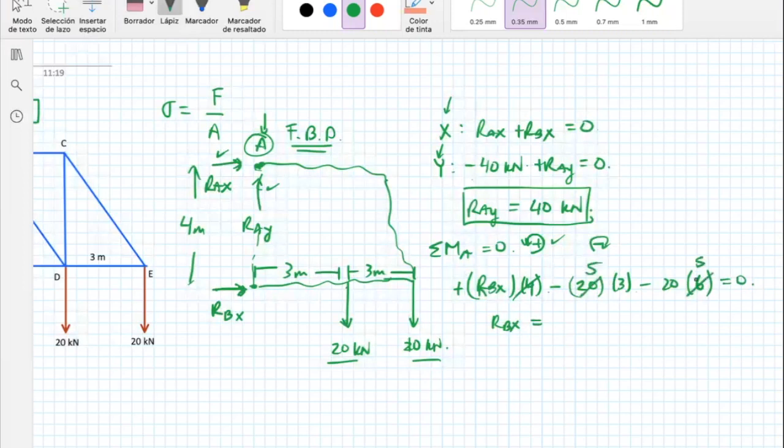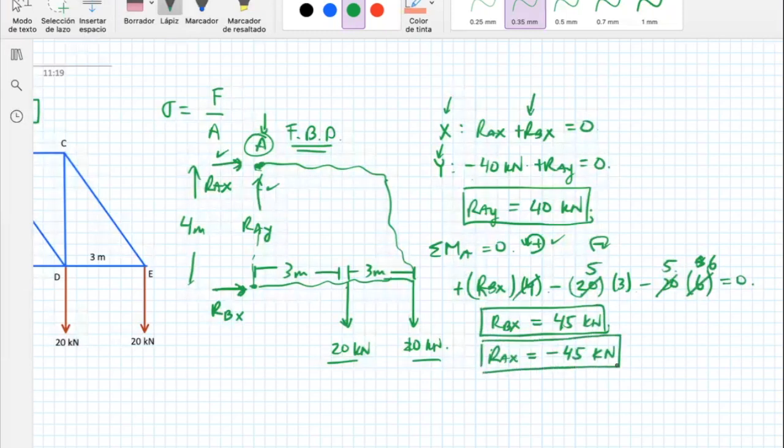This is a 5, and then this is a 6, but then this guy, it's a 5, and therefore what I have here is 45. Okay, so this one over here is 45 kilonewtons. Therefore that means that my RAX is going to the left, and that's why it appears with a minus. Okay, so these are the reactions located at A and B.